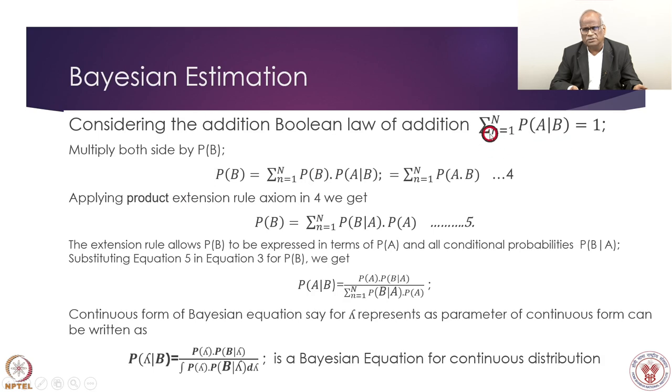So now if we take the discussion further, we know that probability of A given B, when we have all the scenarios summed up into one, has to be one only. Okay. So if this formulation is available to us, then if I multiply both sides by probability of B, what I get is the original expression, probability of B given A, probability of A, which is nothing but probability of A intersection B. Now probability of B is equal to the summation of probability of B given A times probability of A. Okay. So we have taken this from there.